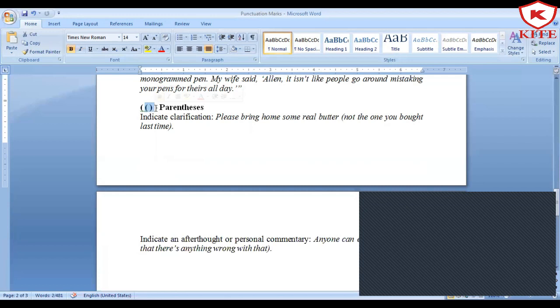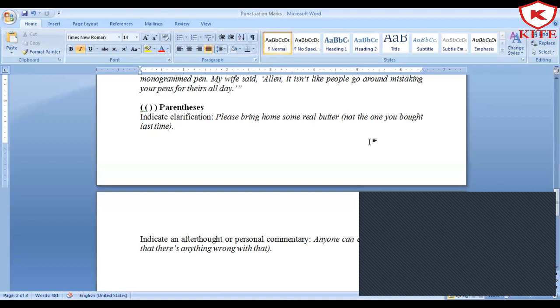Parenthesis work could be done with the help of dash dash. It could be done with the help of comma comma, and it could also be done with the help of a bracket. See, indicate clarification. Please bring home some real butter. That's it. That is what you wanted to say. But you want to add some specific information. You want to give clarification about what kind of butter.